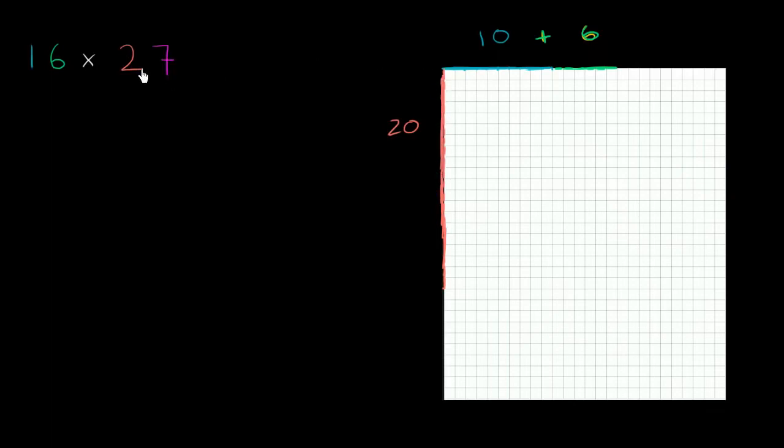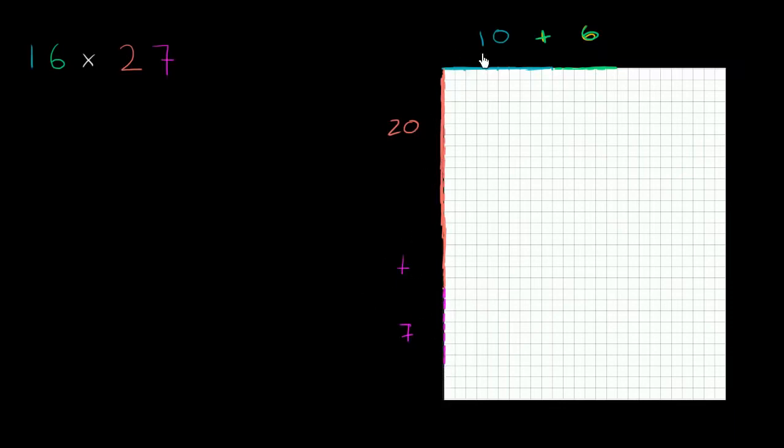But we're not just talking about 20, we're talking about 27. So it's 20 plus 7. So let's count off 7 here. 1, 2, 3, 4, 5, 6, 7.